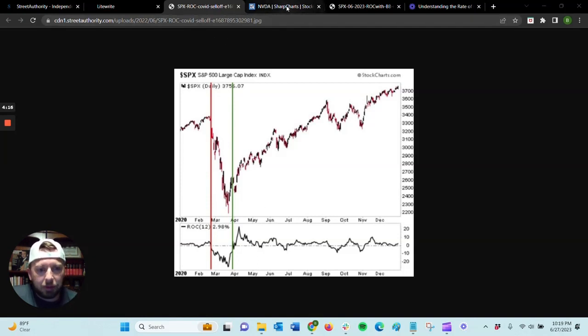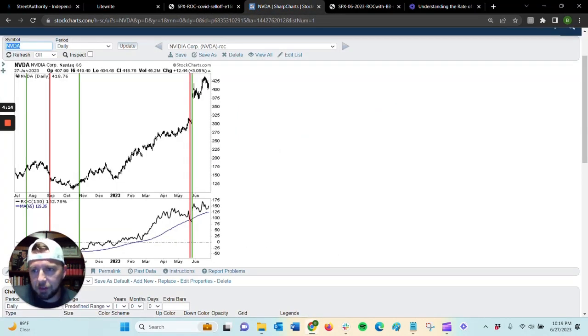For example, let's take a look at this chart here. This is a pretty extreme example of NVIDIA. You can see it's had some wild swings here lately, but ROC would have delivered timely buy and sell signals, and you would have captured a lot of the upside and avoided some of the painful downside.